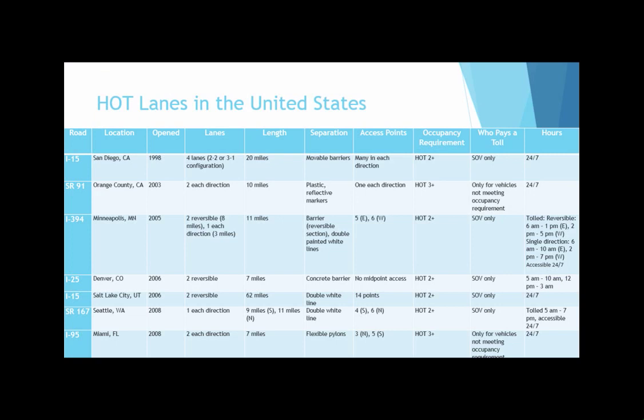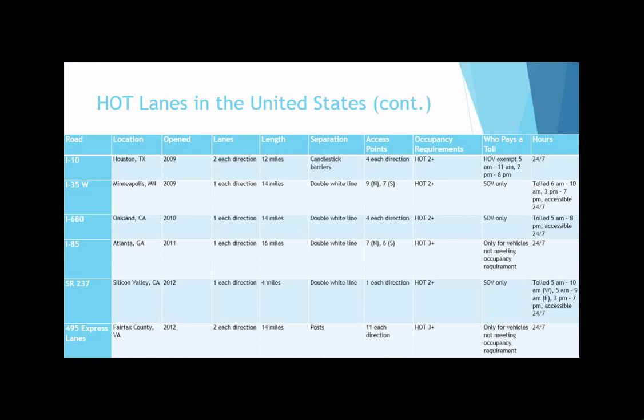There are 3 access points northbound and 5 access points southbound. The occupancy requirement is HOT3+, so you're considered a high occupancy vehicle at 3 or more occupants. And these high occupancy vehicles do not pay a toll, while others do. And the hours, there are toll hours, or no, this one is also 24/7, excuse me.